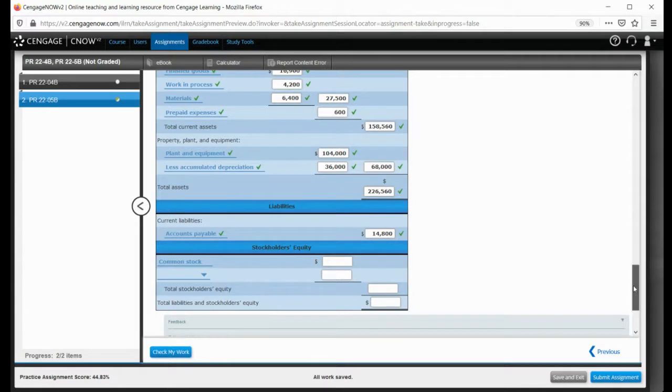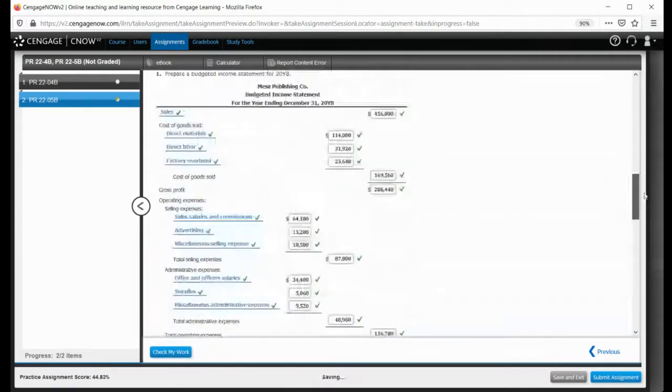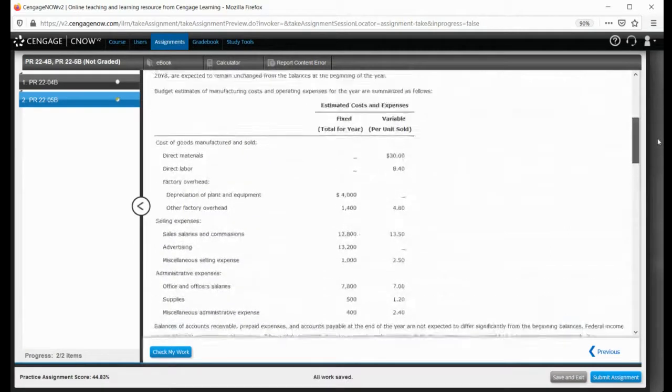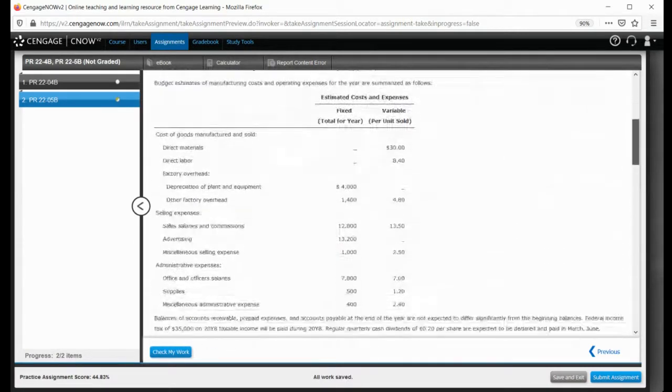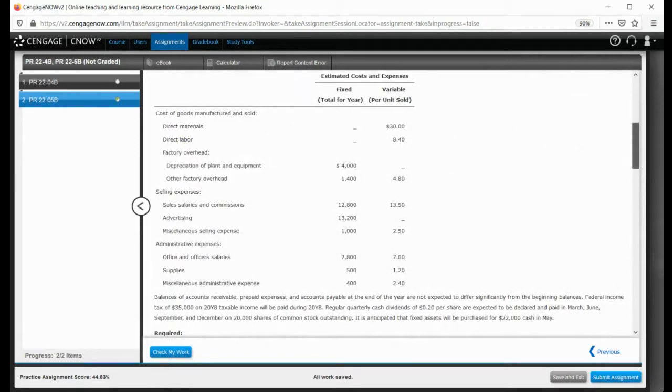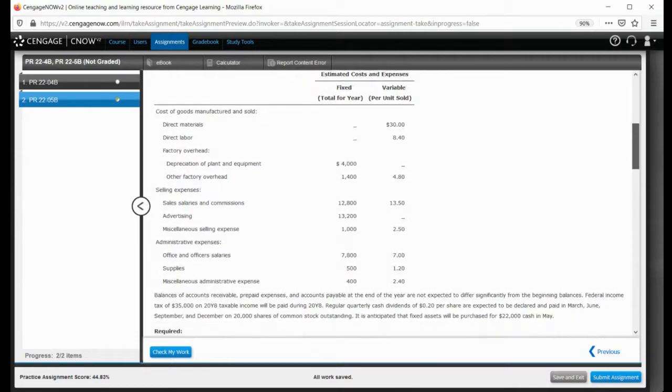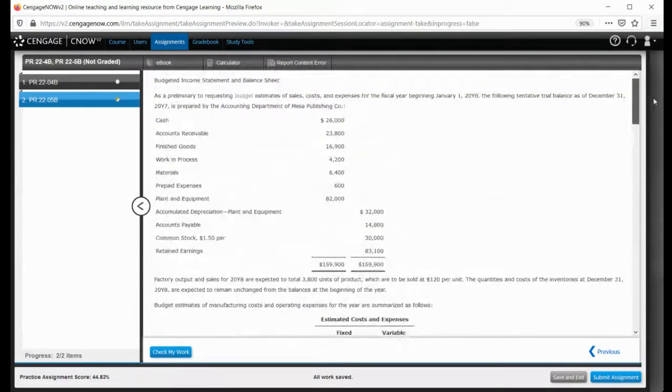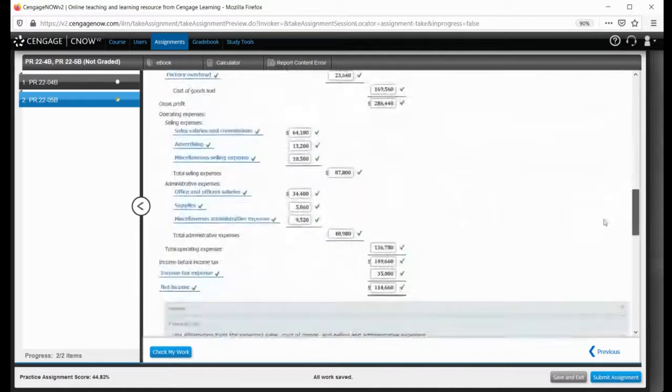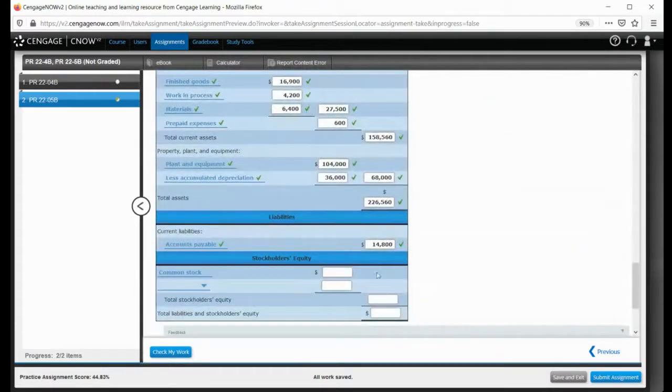Now look to your additional information to see what the amount of the common stock is going to be. There's no additional information that I'm reading about common stock, so I'm just going to pick up the amount of the common stock, which is 30,000, and I'm going to put it in the box. So just put the amount down that they give you.